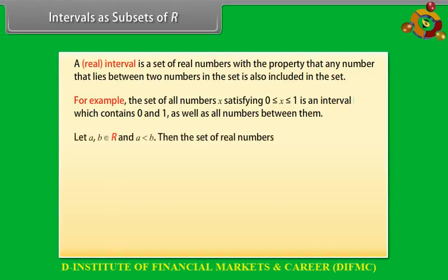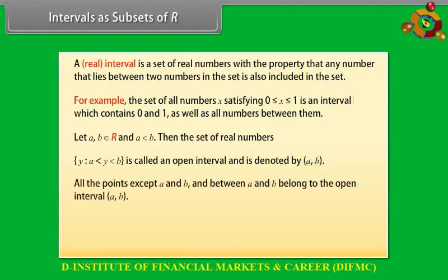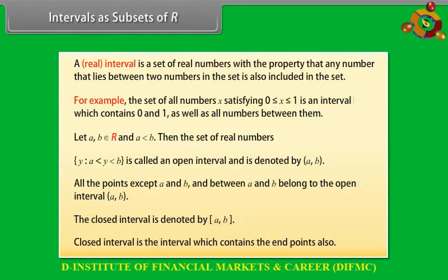Let A, B belong to R and A less than B. Then the set of real numbers y such that A is less than y is less than B, is called an open interval and is denoted by (A, B). All the points except A and B and between A and B belong to the open interval AB. The closed interval is denoted by this symbol. Closed interval is the interval which contains the endpoints also.